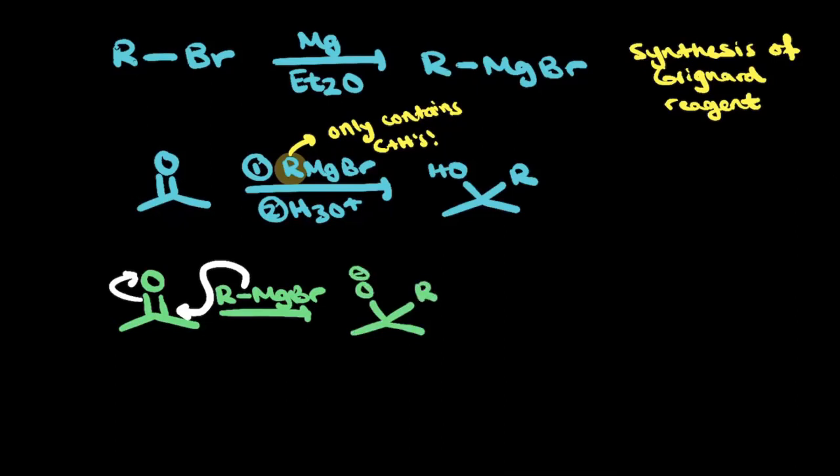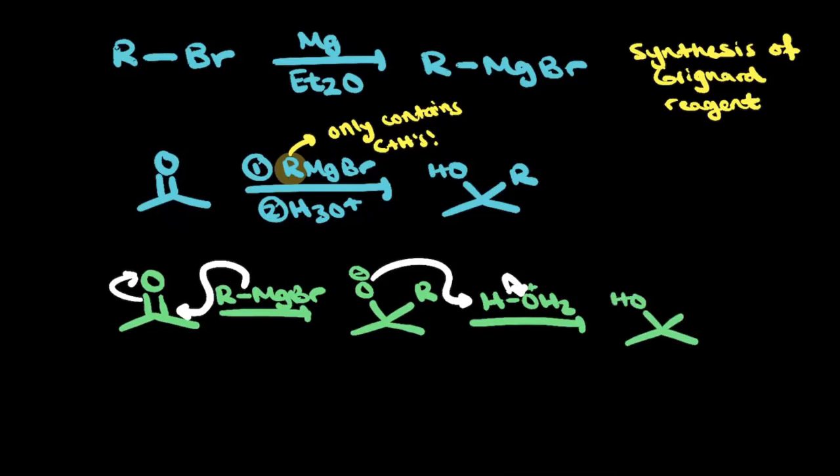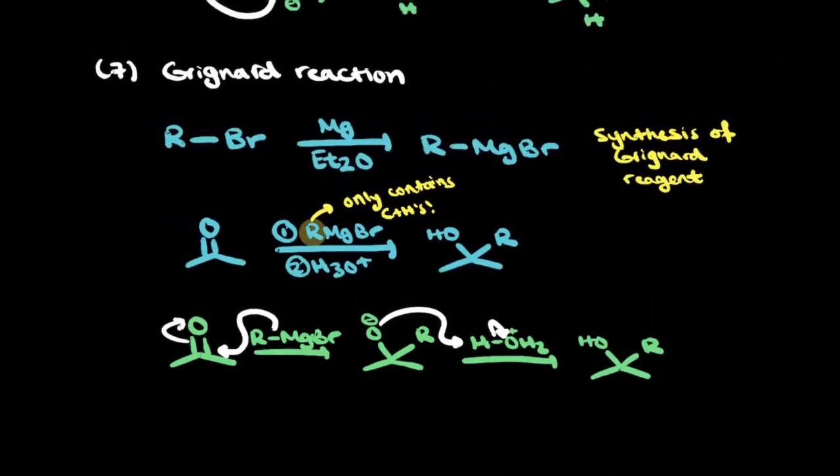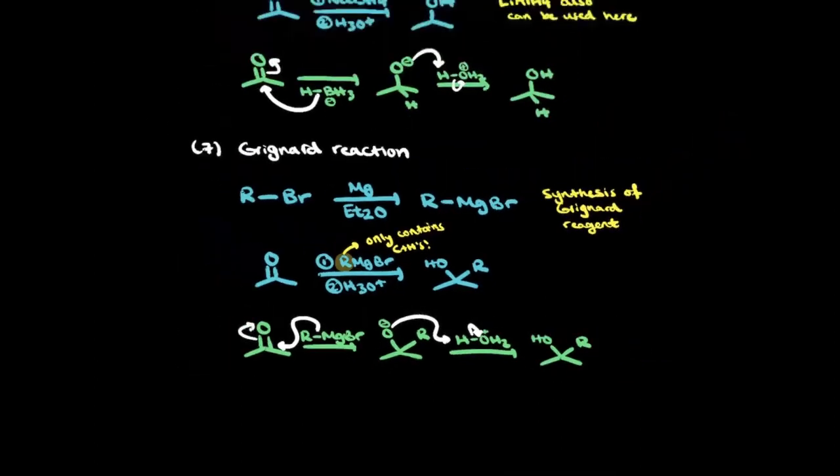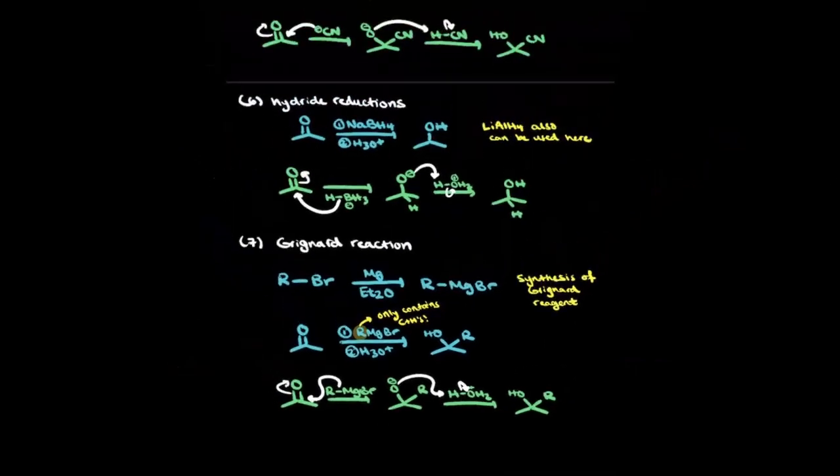So you go in and attack, and then you end up with an oxyanion and an R group. Then afterwards, you can take that oxyanion and attack in order to give you your final quenched product. And that is your Grignard reaction. Both steps of the Grignard reaction are very, very important, including the synthesis of the Grignard reagent, so make sure that you guys are familiarized with that.